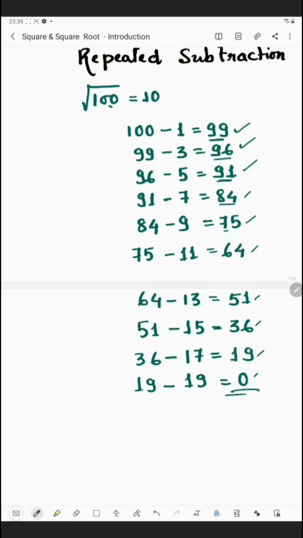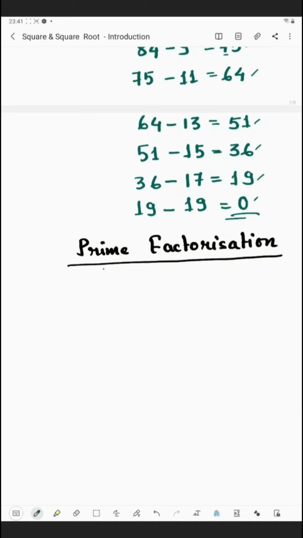Okay, so in this case, after 10 steps we have got 0, so the square root of 100 will be 10. Now our next method is the prime factorization method. In this method we will find the square root. So let us take an example, say 729. We will have to find the square root of 729, but we don't know 729 is the square of which number. So to find that, we will have to do the prime factorization method.